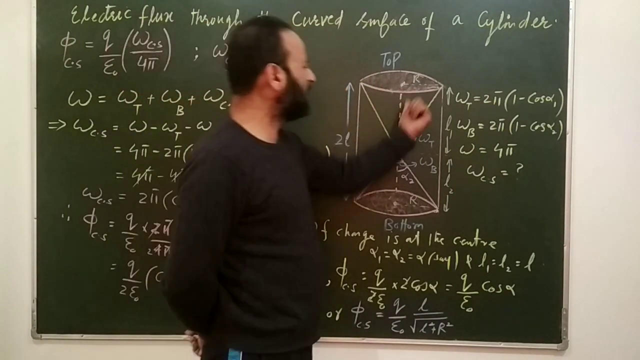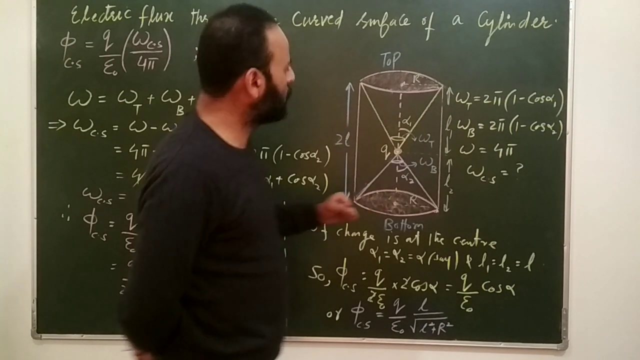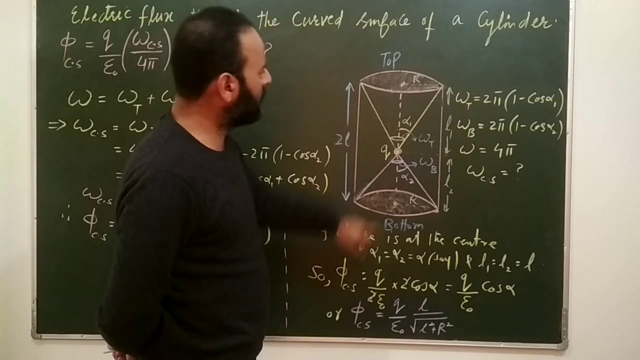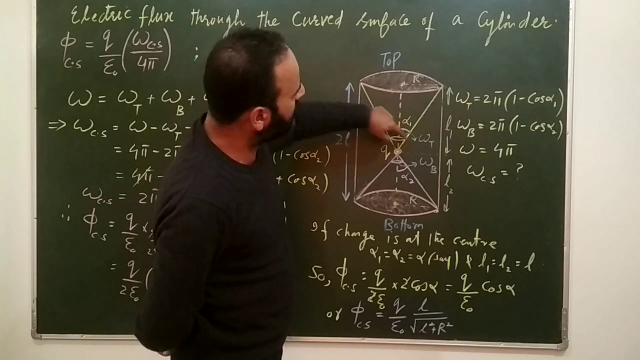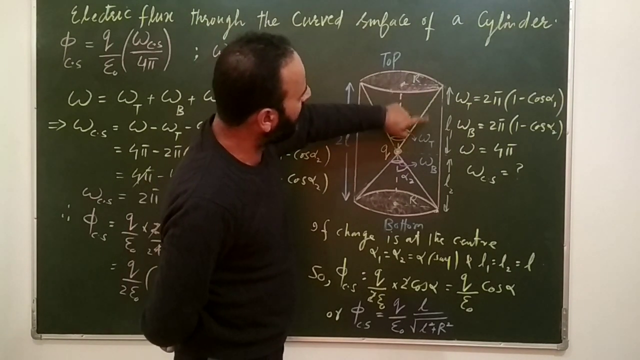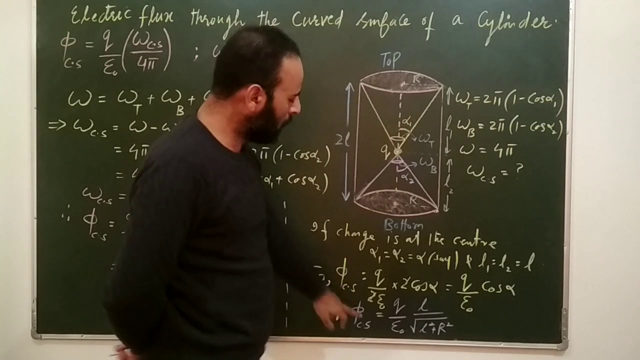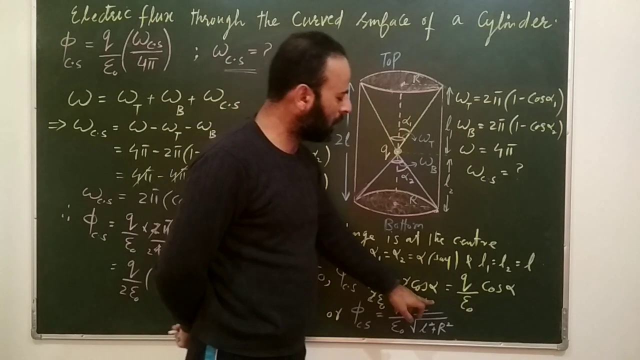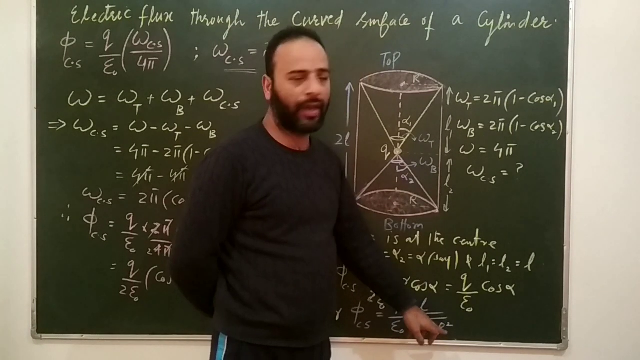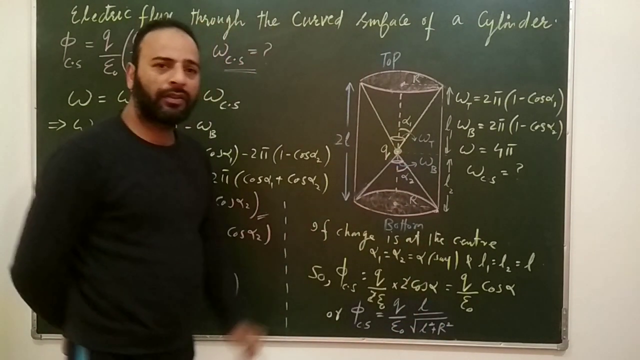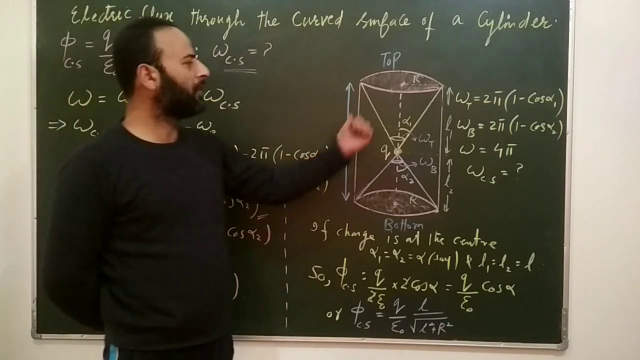Cos of alpha is easy to find with the help of the geometry. So you can calculate it as base L divided by hypotenuse, which will be the square root of L square plus R square. So it is Q divided by epsilon naught, L divided by the square root of L square plus R square. So this is the electric flux through the curved surface.